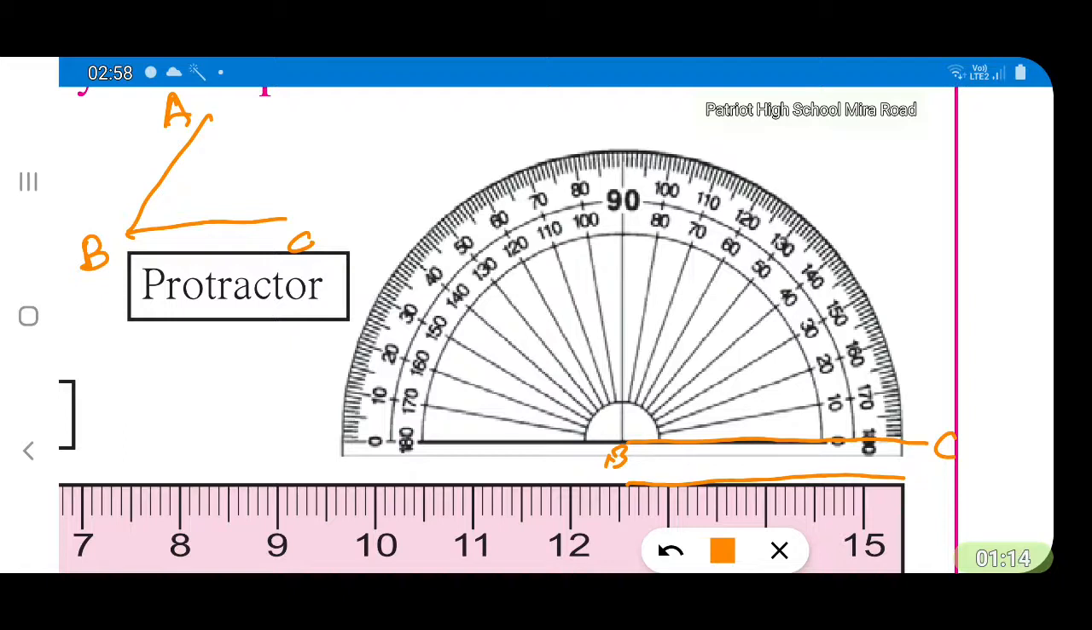Now actual measurement. Using the protractor, you can see that this is 10, 20, 30, 40, and what we want is a 50 degrees angle. So exactly at 50 degrees, we will mark a point A. Now remove the protractor and join A with B so that you get an angle ABC, which is 50 degrees.